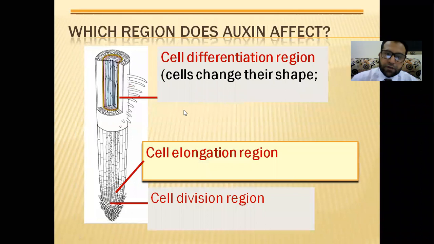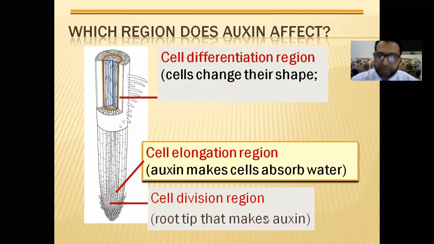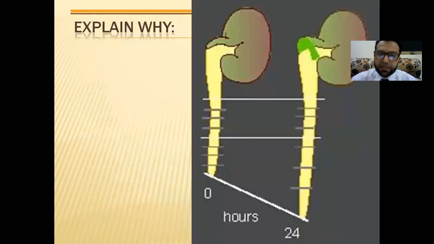The root tip makes auxin. Auxin makes cells absorb water. Because of that, the cells will elongate. In the cell differentiation region, cells change their shapes. No effect by auxin. Now, explain why it's happening.